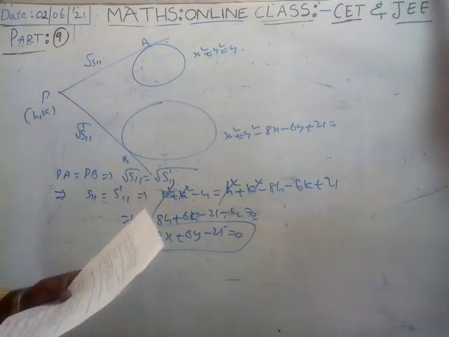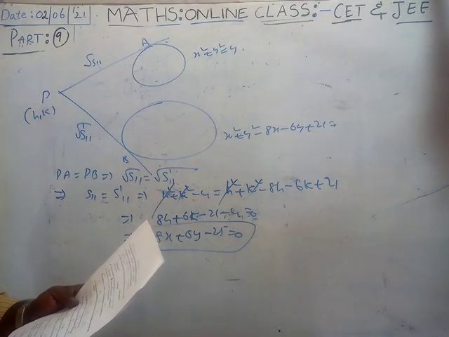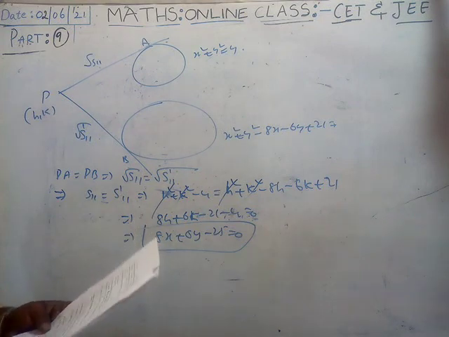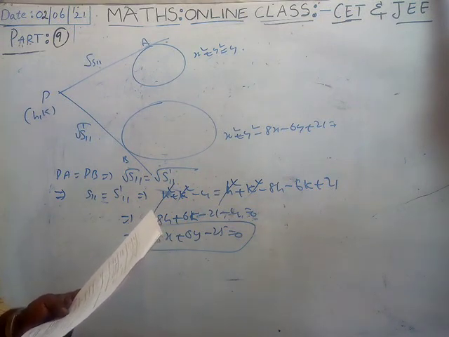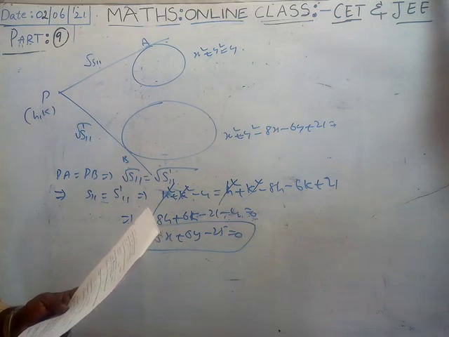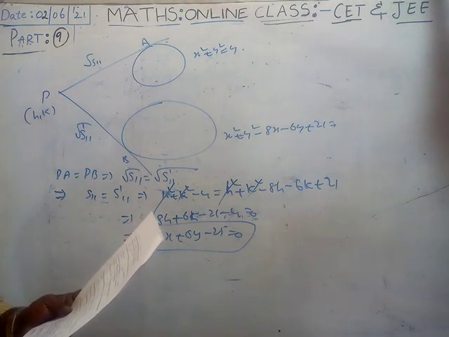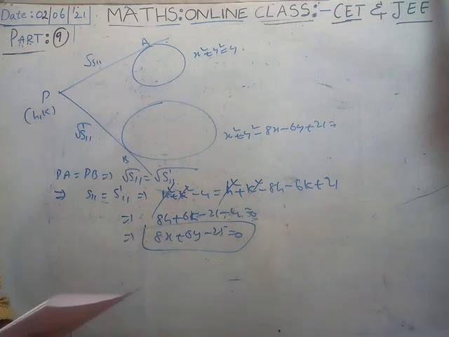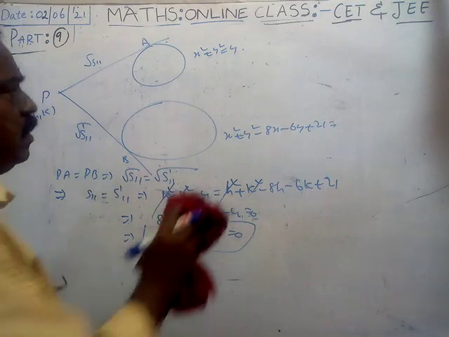Okay? That is it. Next, the length of the tangent from a point on the circle to a given circle is dash. You see in your test, in that paper, I will.